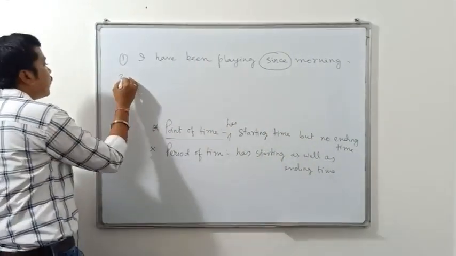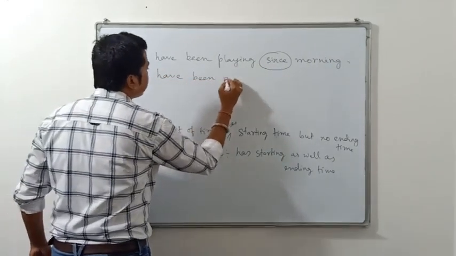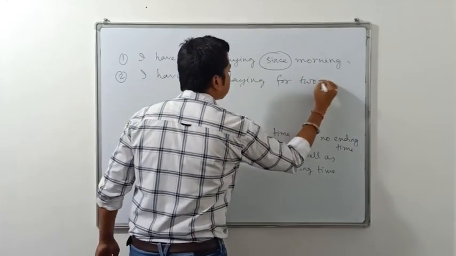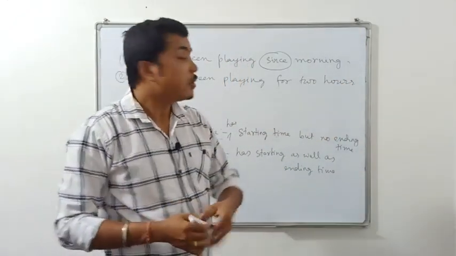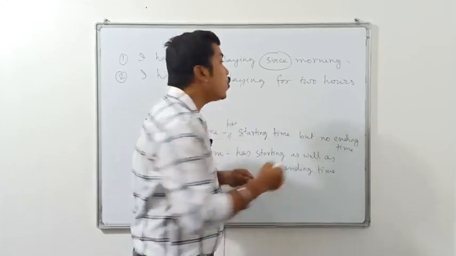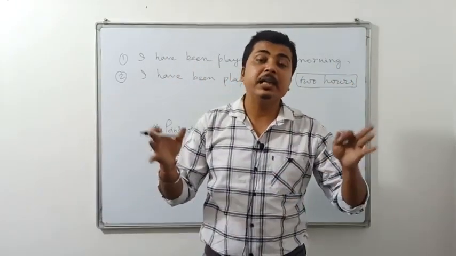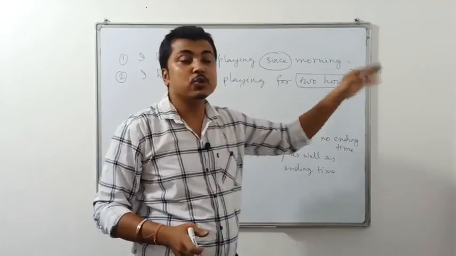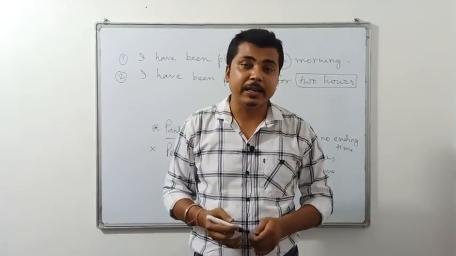Now in case of for, if I tell I have been playing for 2 hours, that means I started playing before 2 hours and now 2 hours has completed. We can know how much time is 2 hours. It is a limited time, isn't it? But if I tell I have been playing since morning, सुबह से मैं खेलना start किया, up to how much time I played, I cannot identify that, isn't it?